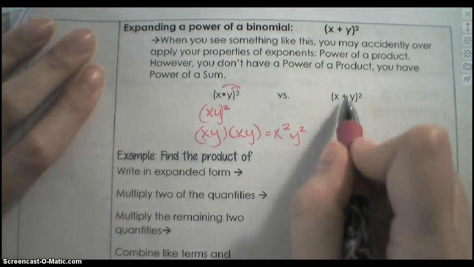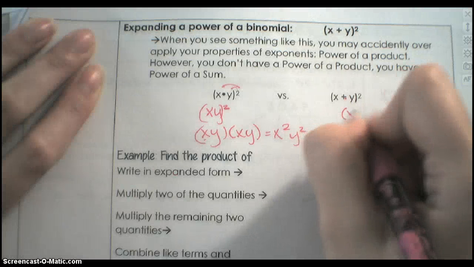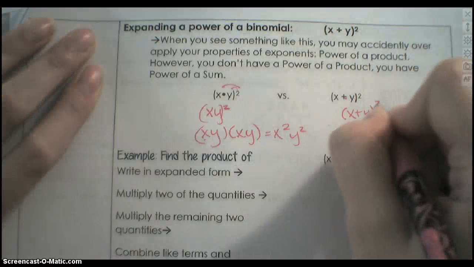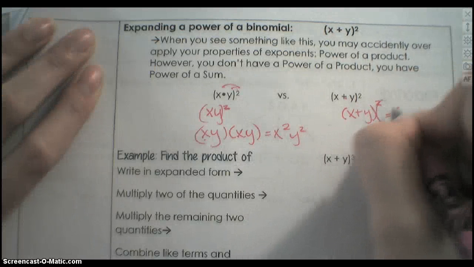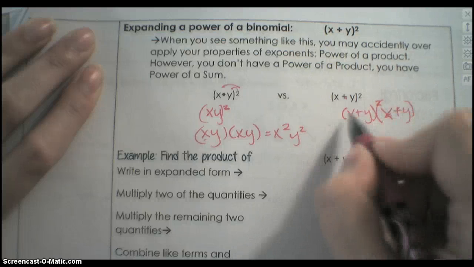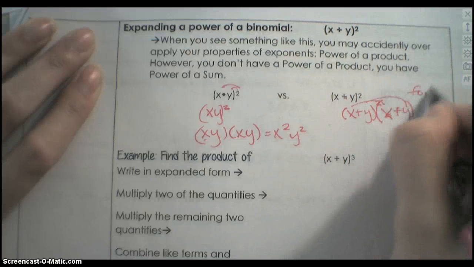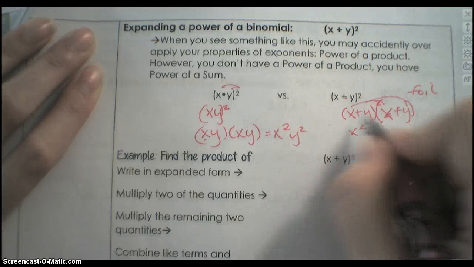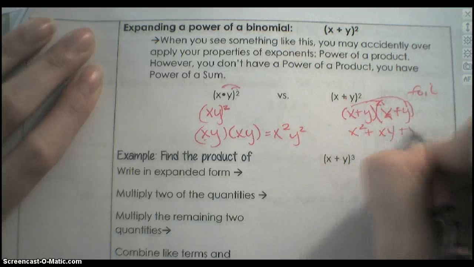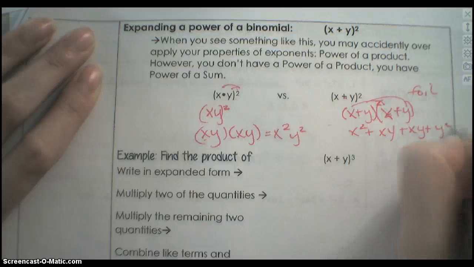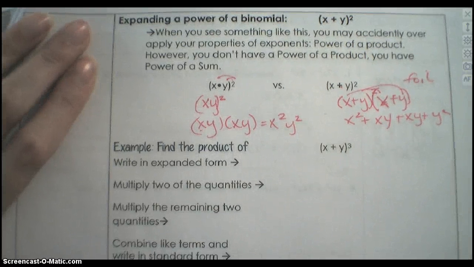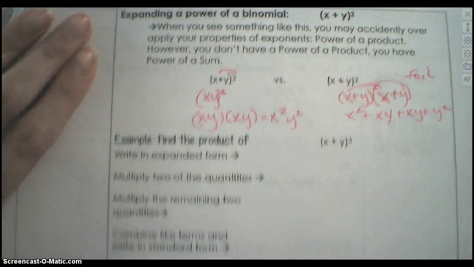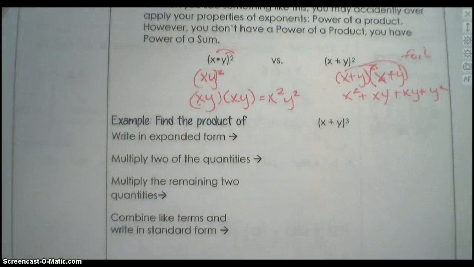But remember, when it is addition, we can't, because it's like x plus y squared, well, times itself, x plus y. So then we have to FOIL. We get x squared plus xy plus xy plus y squared. So we end up with that middle term in there. So it does not work to just distribute that. So again, cannot distribute that.